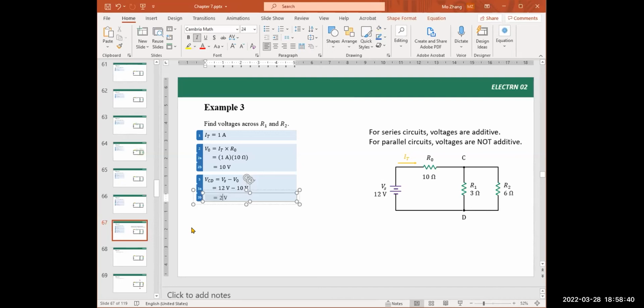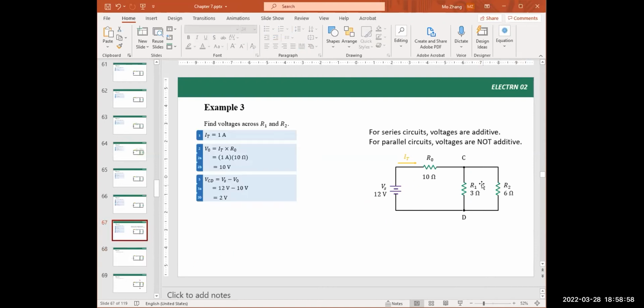Any questions? This is not very easy. However, we do have a few questions. I think one question in test 2, or one question in the final is about series parallel circuit.